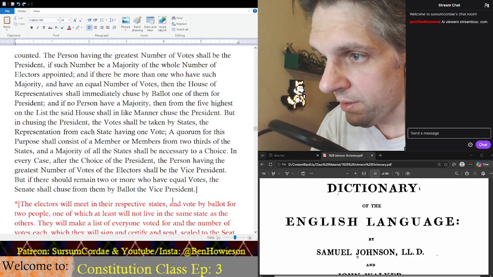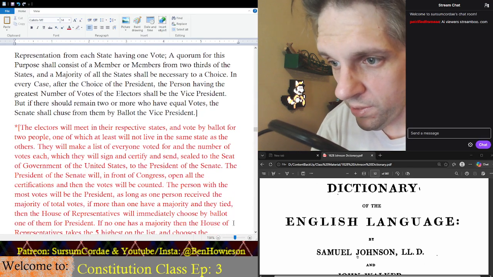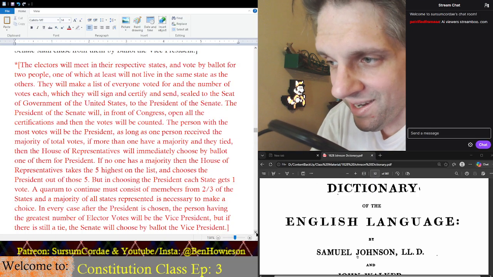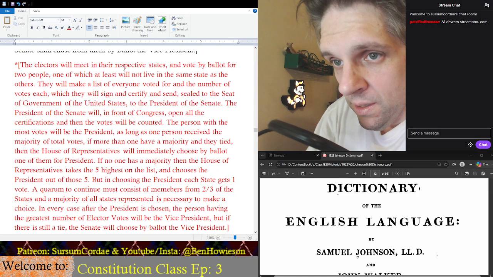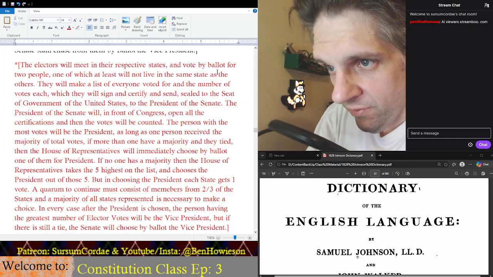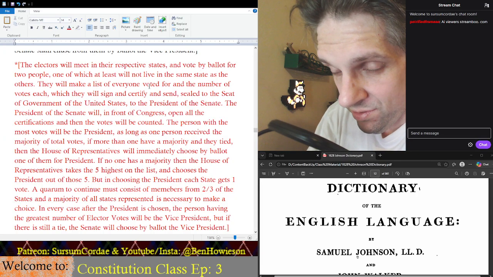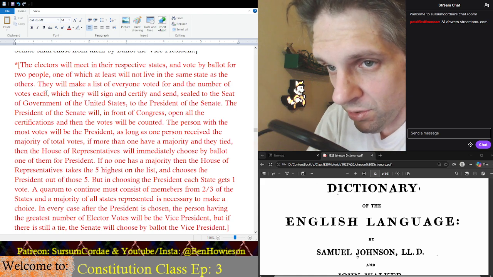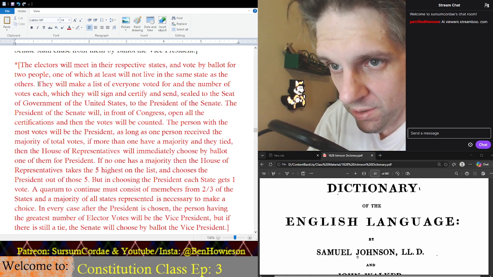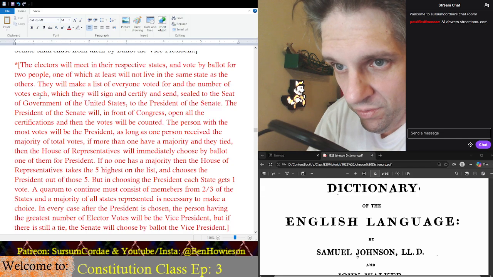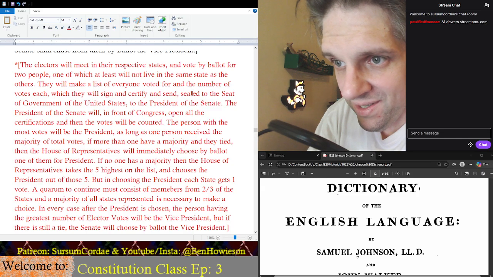So let's jump into the pointless explanation, but I think I did a slightly better job here of trying to get at what they were trying to get at. The electors will meet in their respective states and vote by ballot for two people, one of which at least will not live in the same state as the others. So, this is a cross-state elector choosing. They will make a list of everyone voted for and the number of votes each, which they will sign and certify and send sealed to the seat of government of the United States, to the President of the Senate.